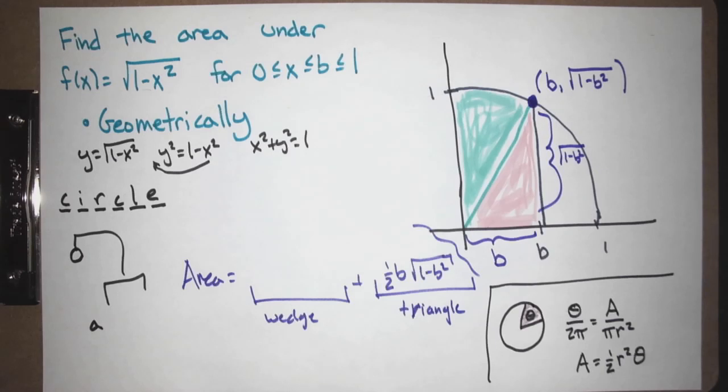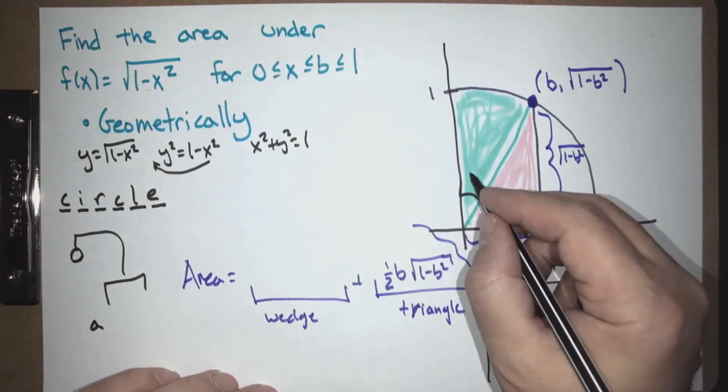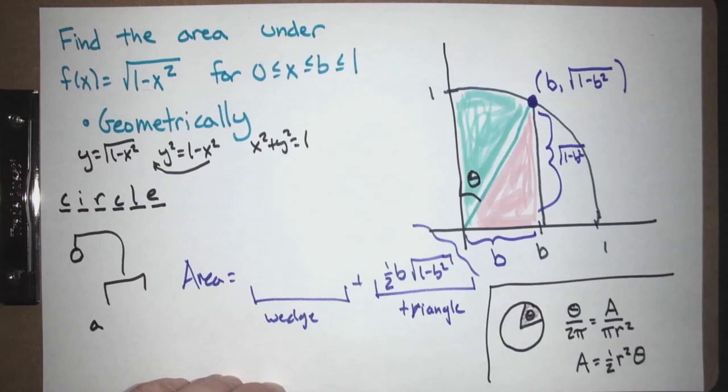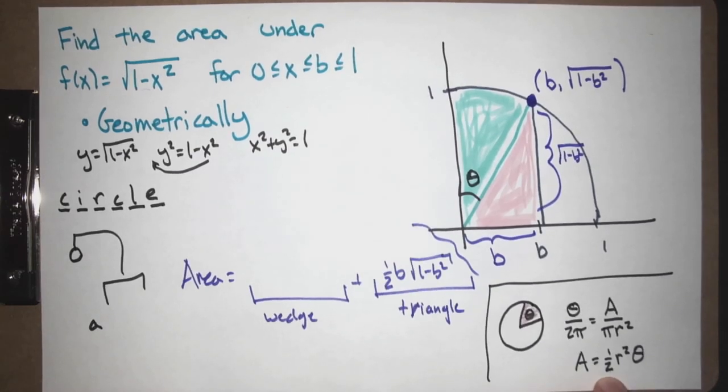Now in our case, what is our radius? Radius is 1. So if we could just figure out this angle and take half of that, we're done. Half of that angle, because there's a 1/2. Now that angle has to be in radians, because this 2 pi is radians.